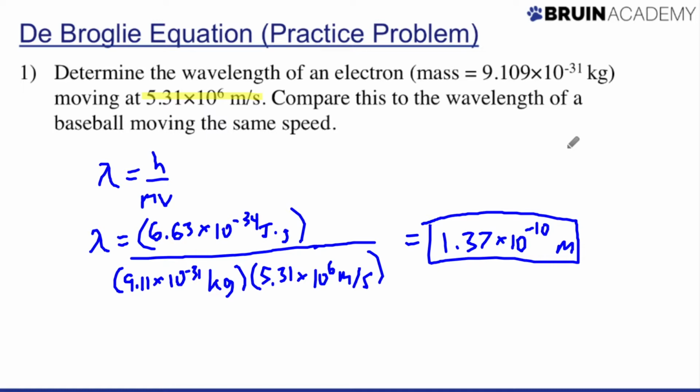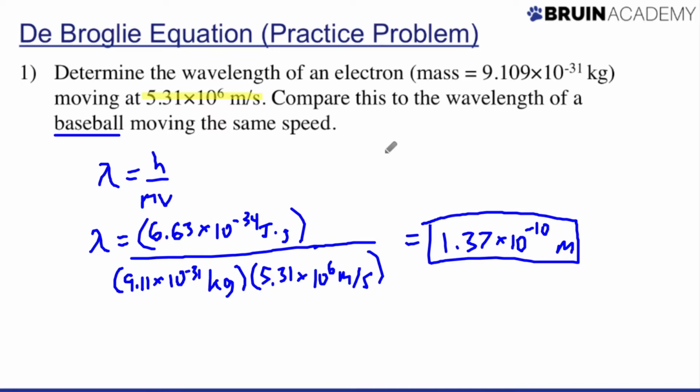Sometimes they might ask you to convert to nanometers. If you wanted to, you could totally do that. If not, you can leave it in scientific notation. The second part of the question asks us to compare this to the wavelength of a baseball moving at the same speed. So essentially what it's asking is, if you had a baseball moving at this velocity, would the wavelength of the baseball be larger or smaller?